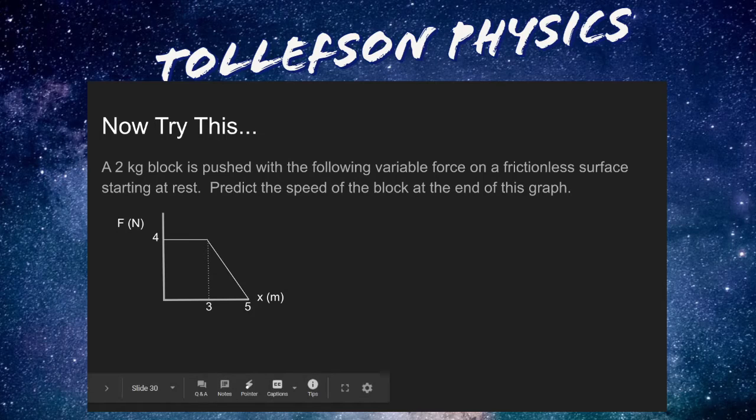All right, the only way to learn physics is by doing physics. Let's look at this diagram that we have here. We have a graph that shows a force over a distance. We're going to take a 2 kilogram block and push it with this variable force on a frictionless surface, and we're going to assume that it starts at rest. You have a 4 newton force applied for the first 3 seconds, and then it drops off to 0 over the next 2 seconds.